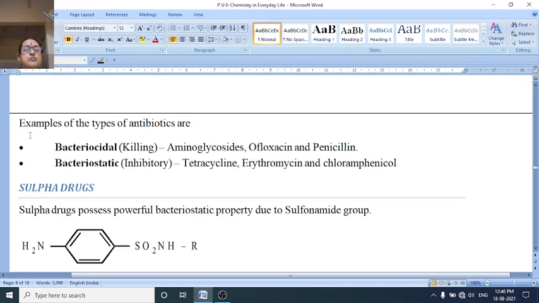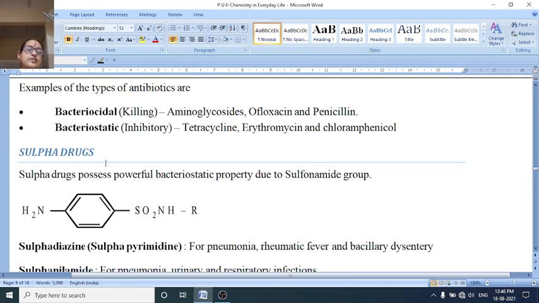Here are the examples of types of antibiotics. One is bactericidal and another one is bacteriostatic. Bactericidal is killing drug. Aminoglycosides, then ofloxacin, then penicillin are the examples of it, whereas bacteriostatic is inhibitory. Tetracycline, then erythromycin, chloramphenicol are the examples of it.